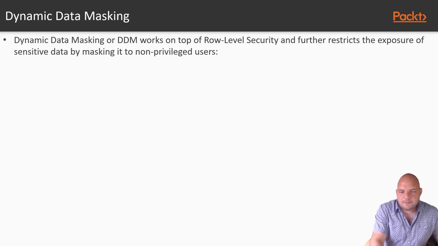Dynamic data masking, DDM, works on top of row-level security, and it further restricts the exposure of sensitive data by masking that sensitive data to non-privileged users.